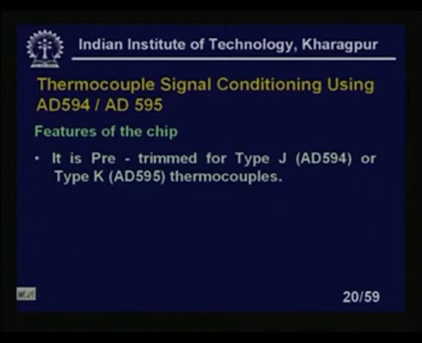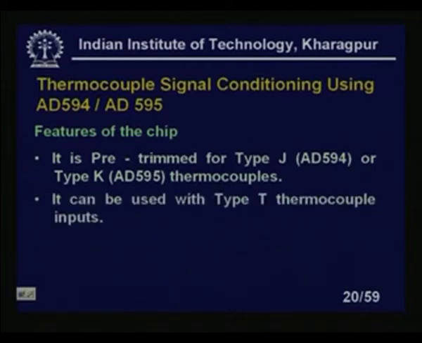Features of the chip: it is pre-trimmed for J type or type K thermocouple. As you know, in industry we always call thermocouples by J, K, S, R, T, depending on what particular alloys they are using. So it is pre-trimmed. For J type it is 8594, for K type, which is the most widely used thermocouple in industry.